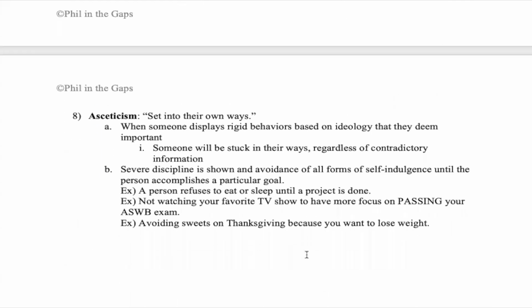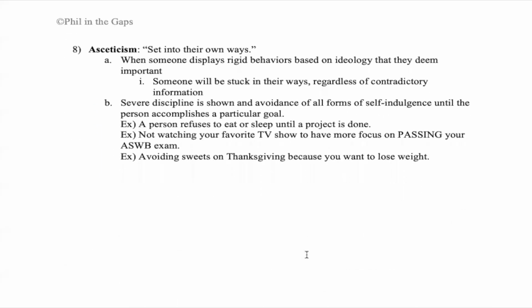And the last defense mechanism that we'll look at is going to be asceticism. So key emphasis on set, because this is where somebody is going to have a set way of doing things, and they are going to delay pleasure in order to accomplish a particular goal. A lot of social workers experience asceticism based on the fact that we will delay pleasure in order to accomplish a particular goal or to satisfy the needs of another individual. So let's look at this a little bit closer.